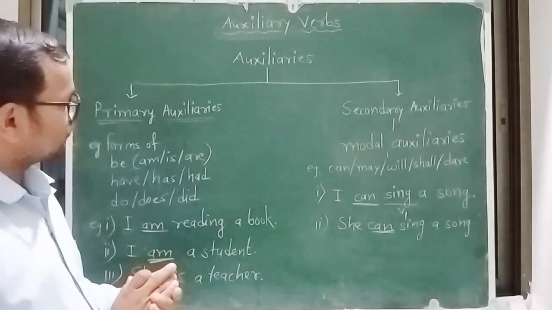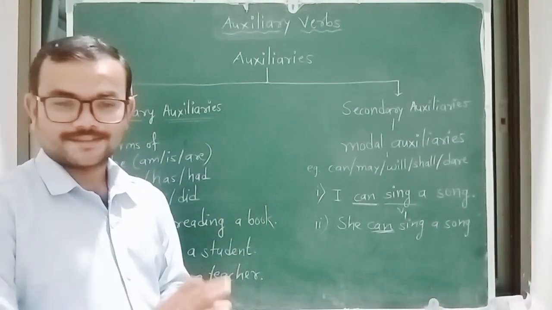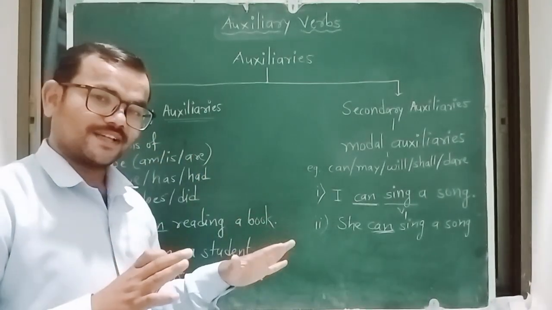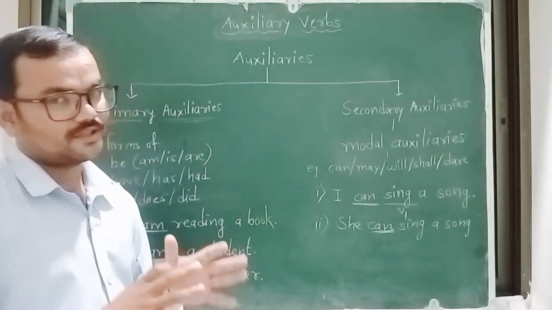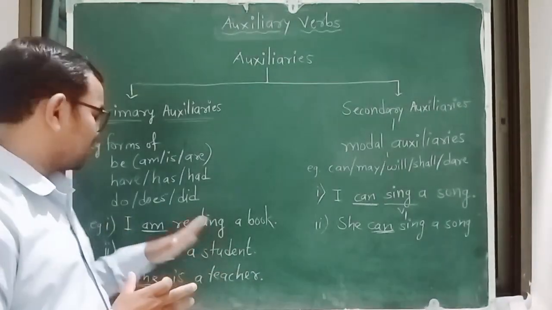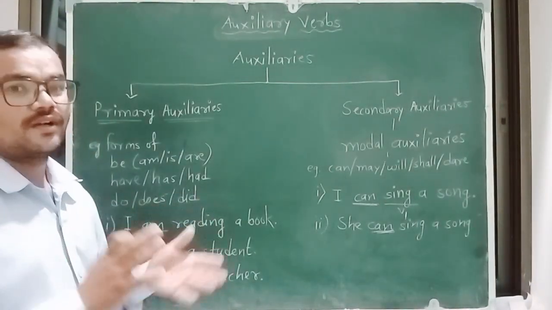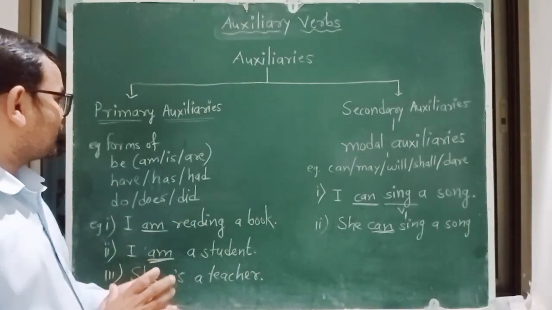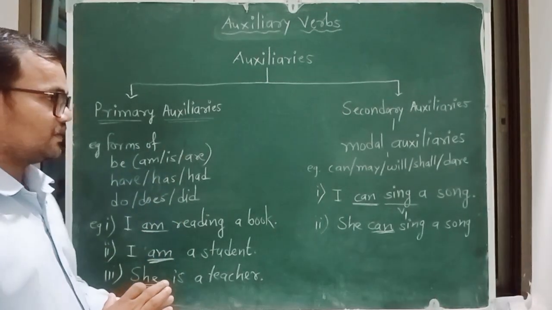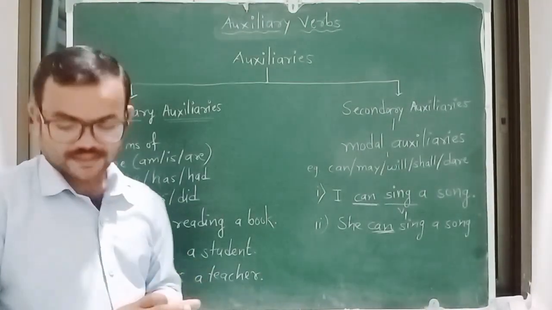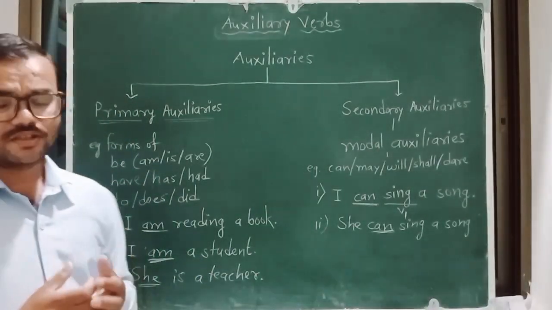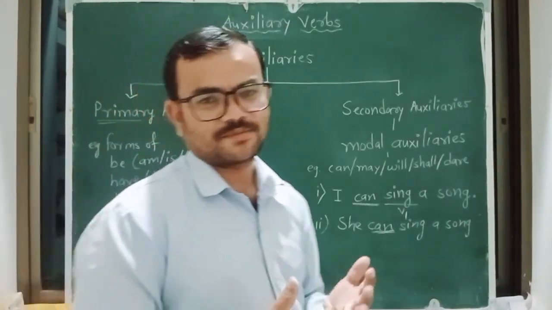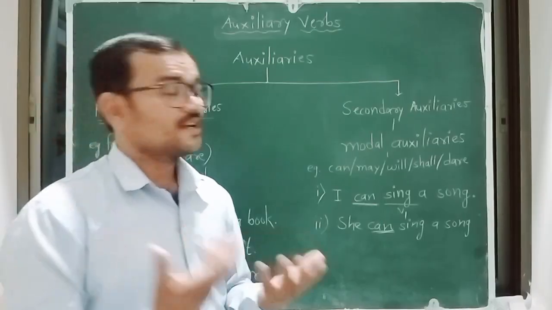These are the two types of auxiliaries: primary auxiliaries and secondary auxiliaries. Primary auxiliaries are used as helping verb in the sentence, or they may be used as main verb in the sentence. So those forms of to be, to have and to do, these forms are called primary auxiliaries. And secondary auxiliaries are those auxiliaries which show ideas such as necessity, possibility, express their wish, right, advice, suggestion.